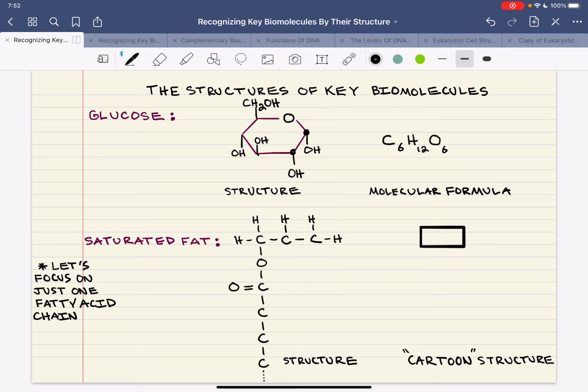Each corner is a shorthand representation of a carbon atom. So I want to put a dot for each carbon atom. So there's 1, 2, 3, 4, 5, and then number 6 is up here at the top, hanging off of this ring. So that's glucose. And usually we number the carbons, starting with this one here and moving in a clockwise direction. So this is number 1, this is number 2, 3, 4, 5, and then 6 up there.